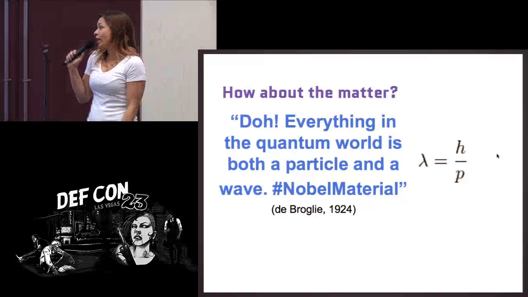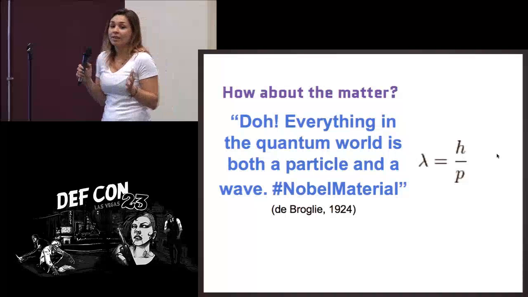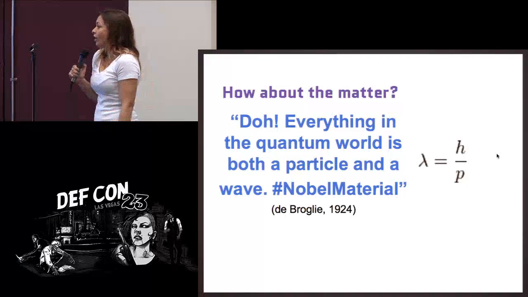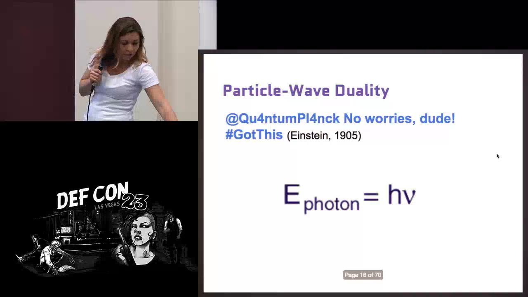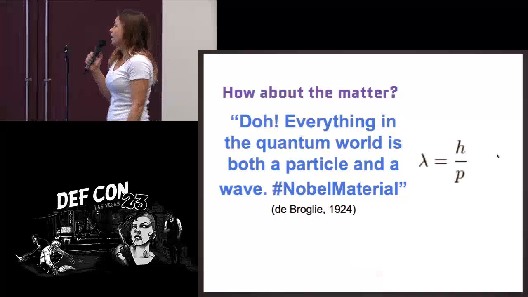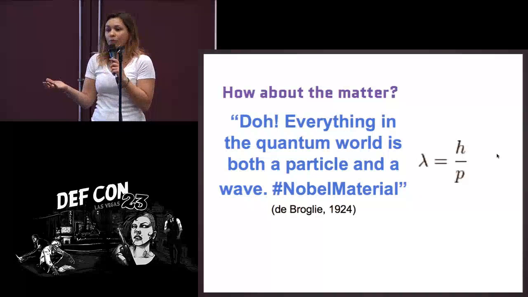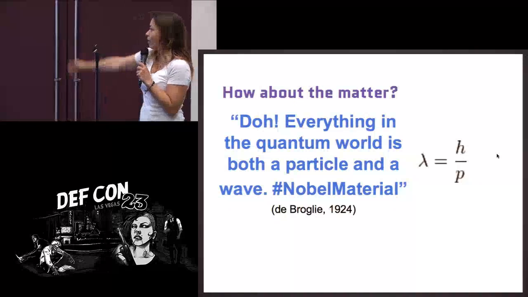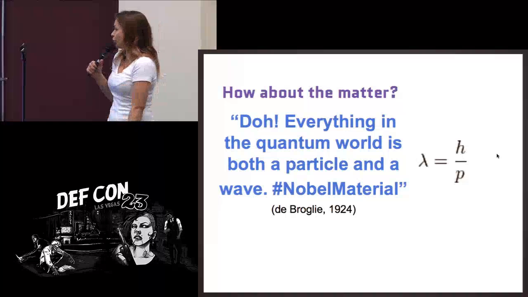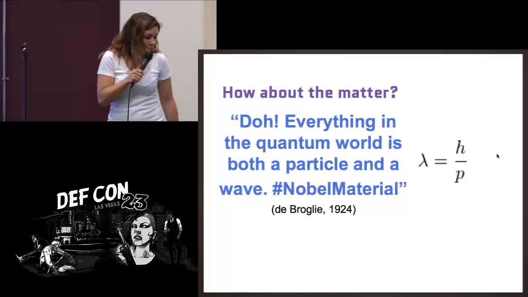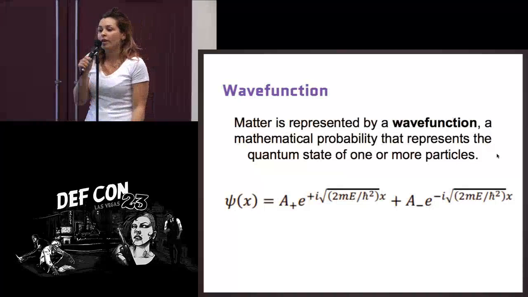So it took 20 years after that to realize that maybe everything is both a particle and a wave. De Broglie, in 1924, and this was in 1905, came up with this idea that maybe matter could also be seen as a wavelength. And again, we have the Planck constant, and you see this wavelength is inversely proportional to the momentum. So we are in a world where everything is both a wave and a particle.